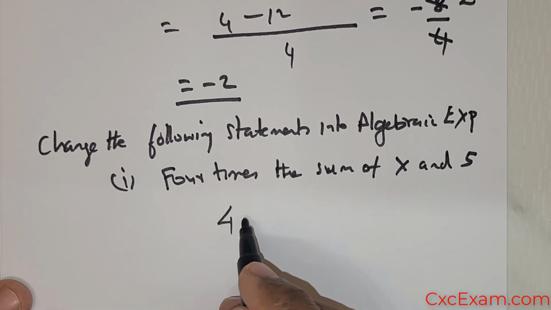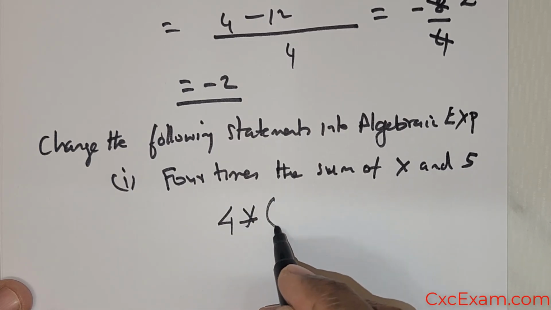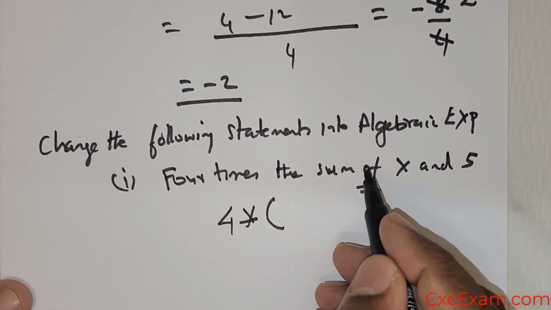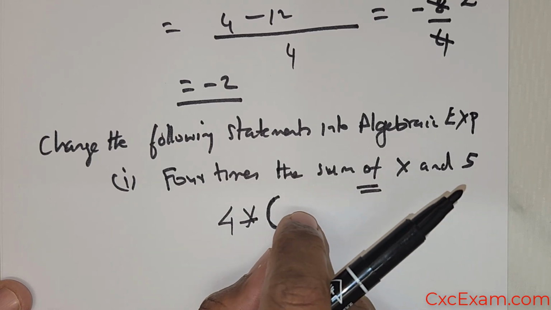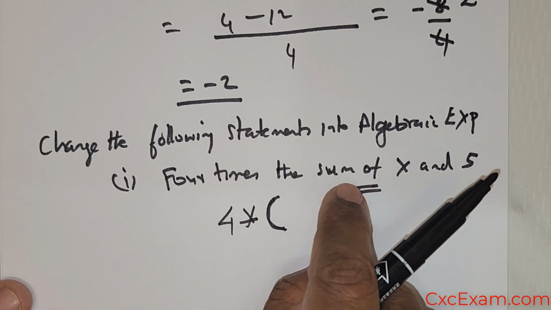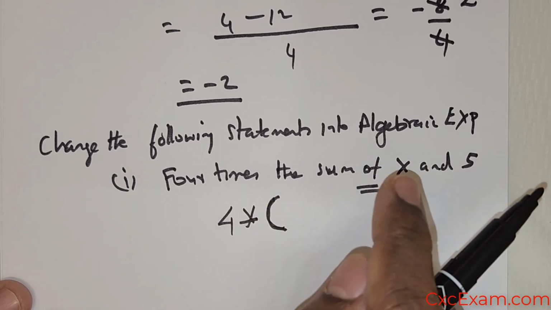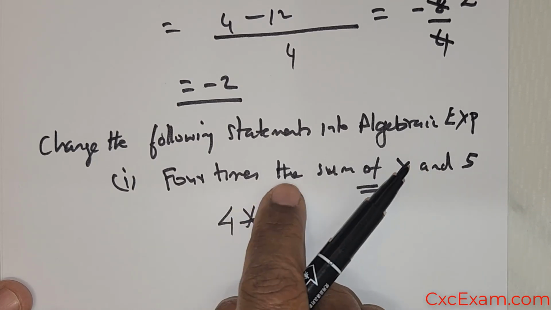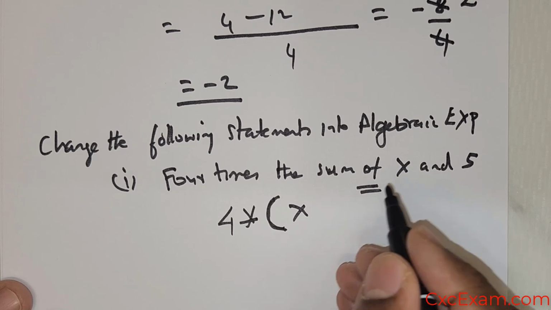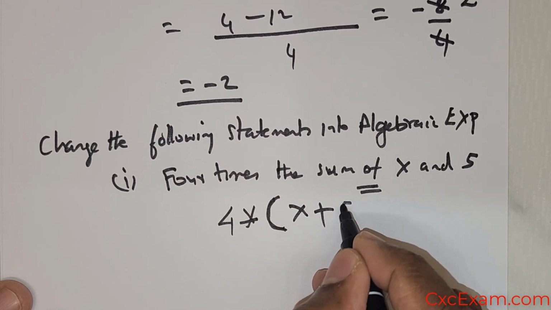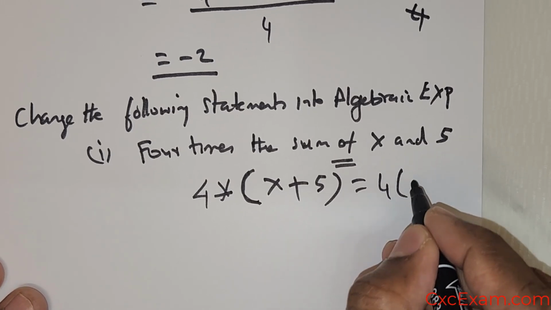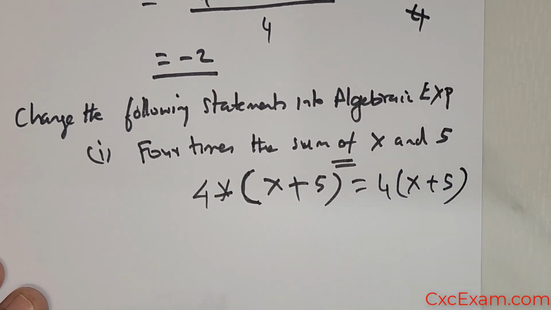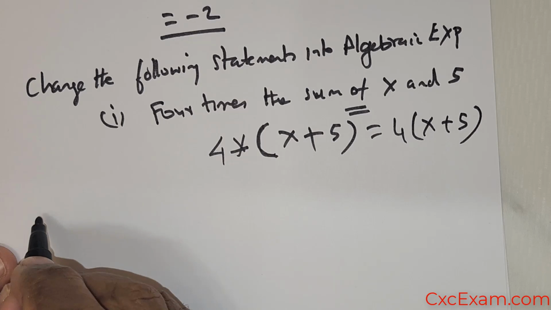So what is the meaning? 4 times the sum of. Whenever you say of, you place the parenthesis. That's the meaning. Okay, 4 times is there. 4 times of what? The sum of. This is the representation, parenthesis, of x and means plus 5. So this is the solution. If you have to rewrite this, it's going to be 4 of x positive 5. So that's the solution for this question.